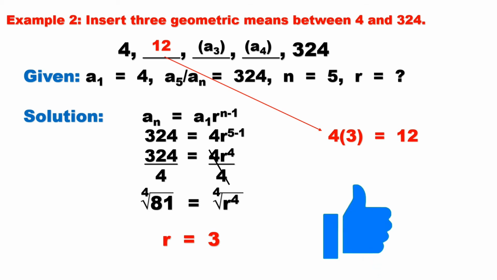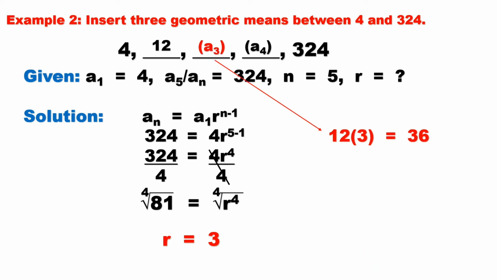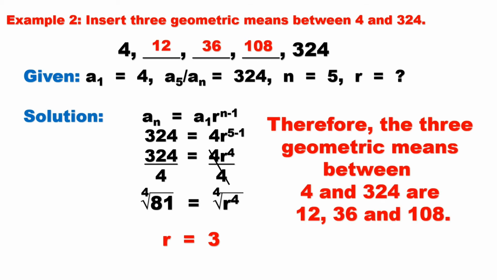To get the third term, 3 will be multiplied to 12, which is equal to 36. 36 is our third term. To get the fourth term, 3 will be multiplied to 36, which equals 108. So our third geometric mean is 108. Therefore, the 3 geometric means between 4 and 324 are 12, 36, and 108.